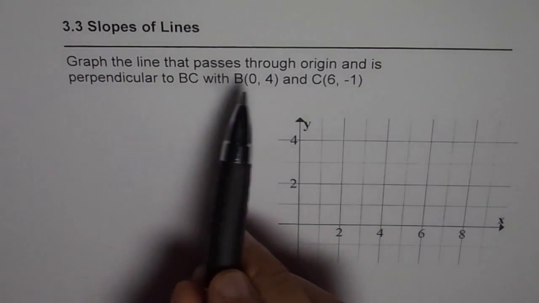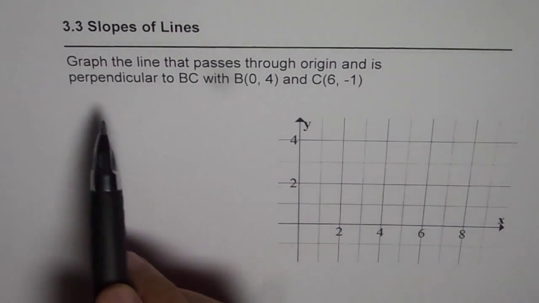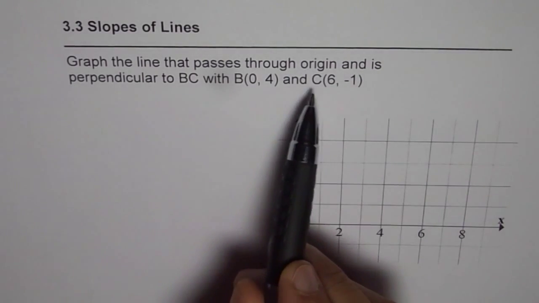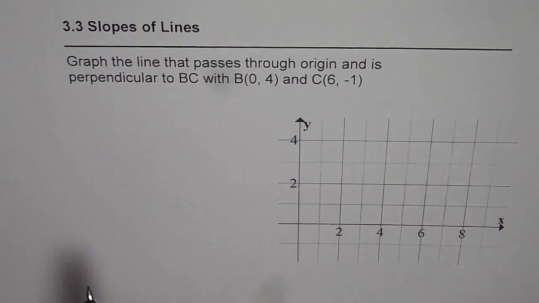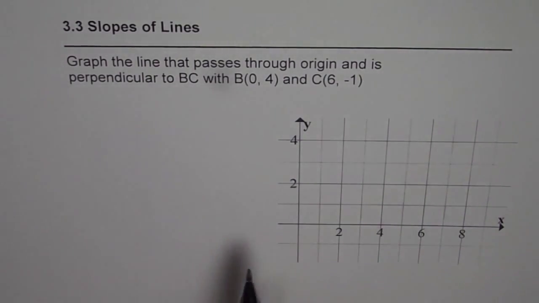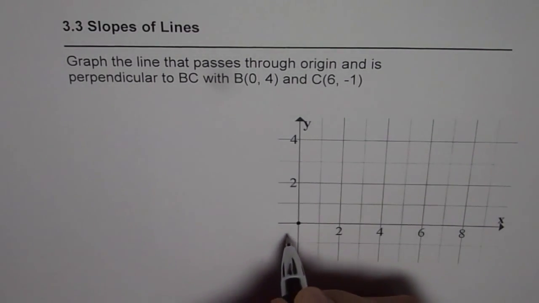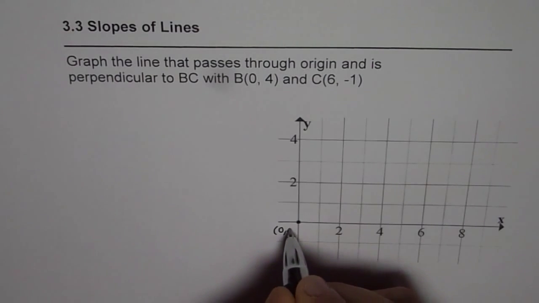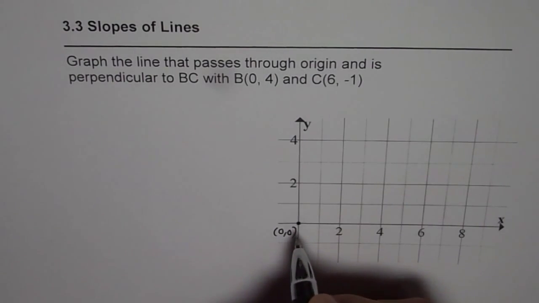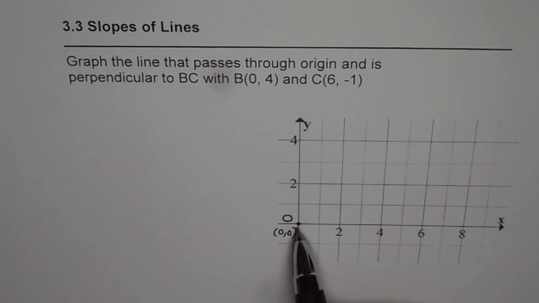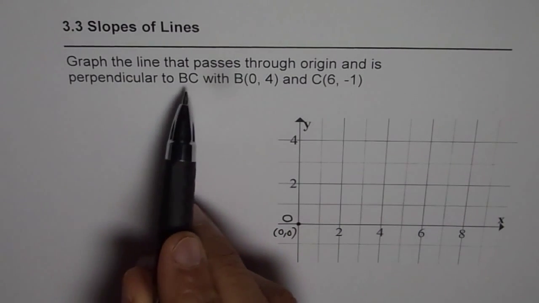Graph the line that passes through the origin and is perpendicular to BC, with B (0, 4) and C (6, -1), right? So we are given it passes through the origin. Origin is this point here whose coordinates are always (0, 0), right? Let's call this point O. Now we have to draw a line which passes through the origin and is perpendicular to BC.